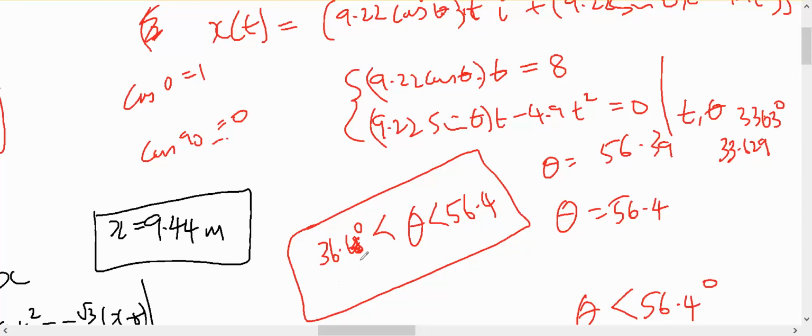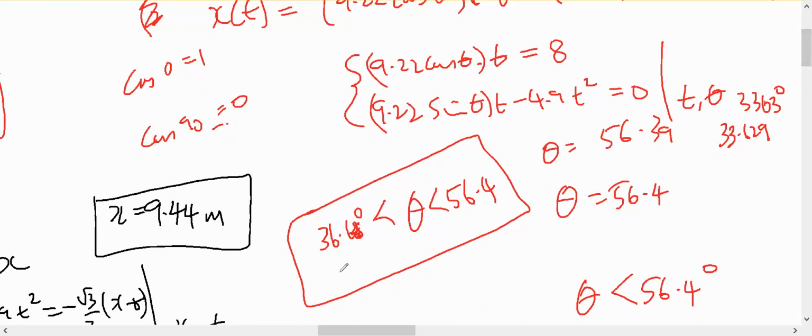When theta is smaller than this, then I can't land on the ramp. And when theta is bigger than this, I'm going to have a situation where he would land and not reach the second ramp. When it's smaller than 30 degrees, he's never going to get to the height to get up to this point. Therefore, theta has to be between 36.6 and 54.4 degrees.